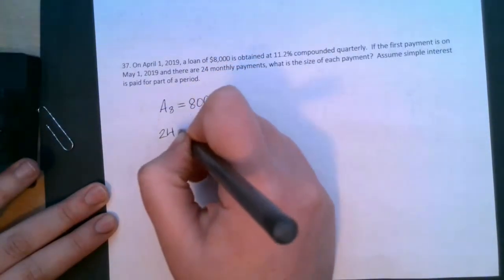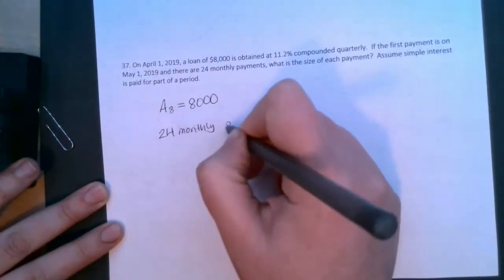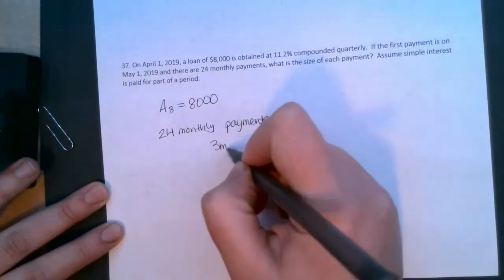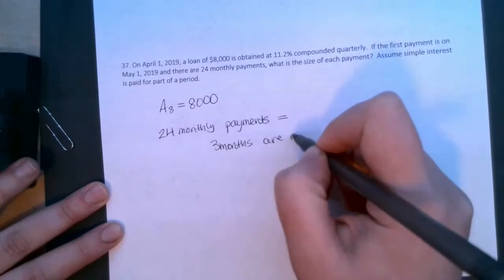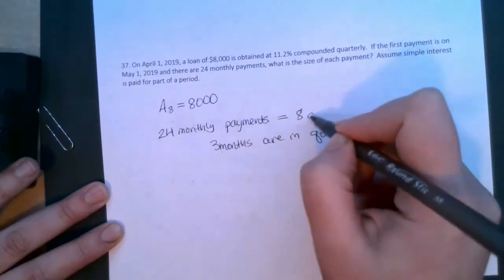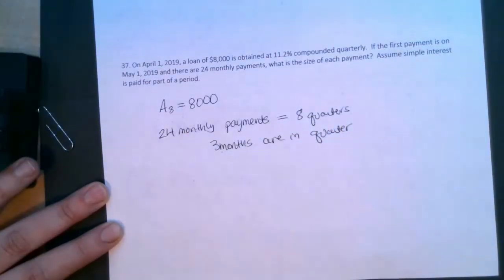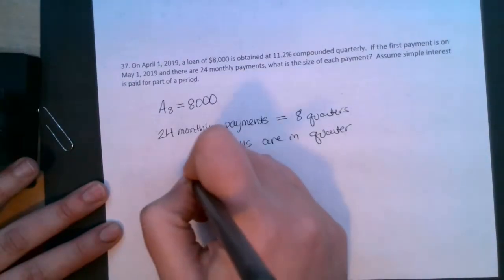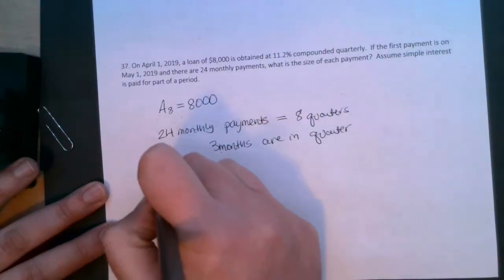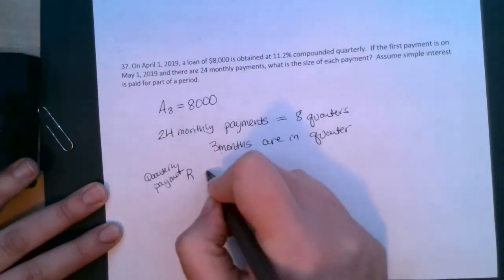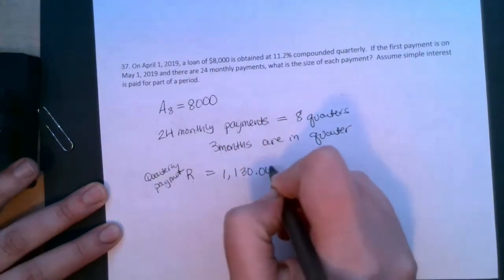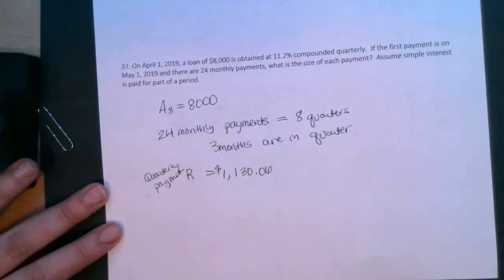Okay, if we have 24 monthly payments, again, we're converting those to quarterly. So remember, 3 months are in 1 quarter. So if we divide 24 by 3, we get 8 quarters. Okay, that's where A8 comes from. When you find your quarterly payment, that's going to be R, and that should be 1,130.06. Okay, again, we're rounding to the nearest penny, so it's 2 decimal places.